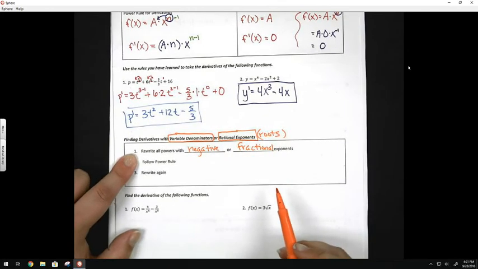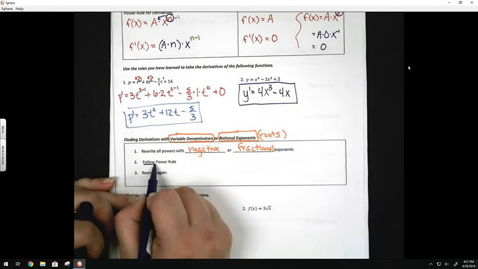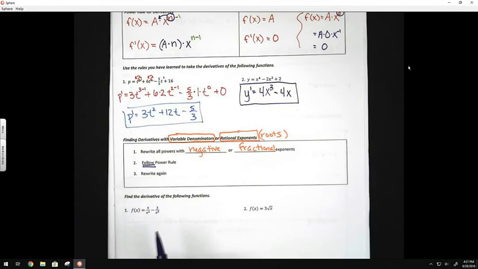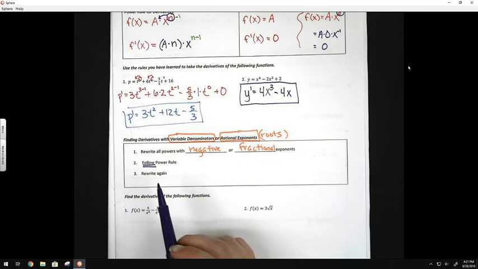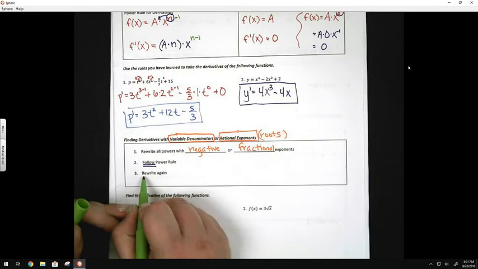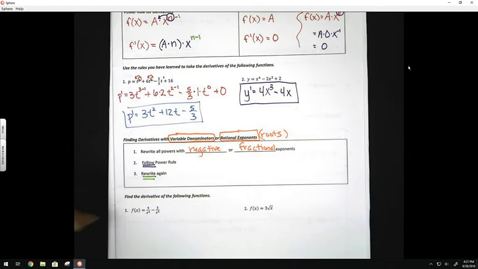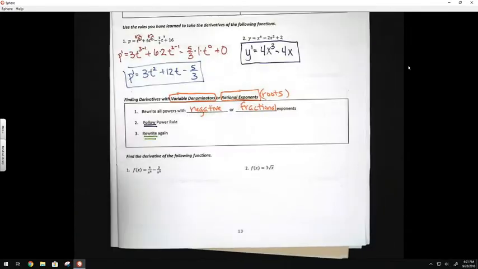All right, after we do that, we're going to follow the power rule like we were just doing. We're going to drop the exponent and subtract 1. And then our very last step is we have to rewrite the derivative so that it looks like the original function. So let's take a look at what this might mean.